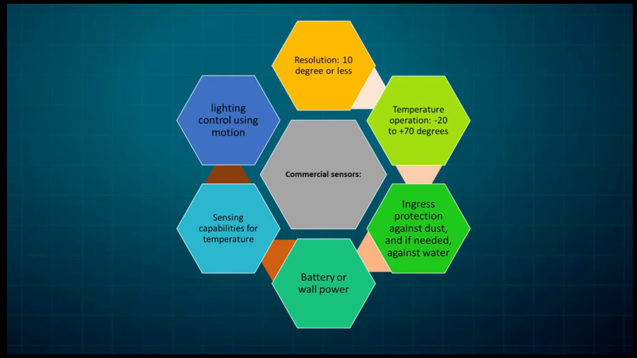Commercial sensors. What are commercial sensors? They are the use of components in an array of products such as medical diagnostic equipment. This application requires a high degree of sensitivity, with resolution enabling temperature accuracy down to 10 degrees or less, and the temperature operation is about -20 to 70 degrees. The sensing capability for temperature is used to monitor building energy consumption, and for lighting control using motion to perceive people being present.